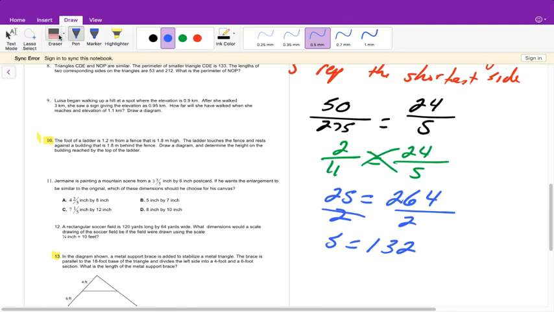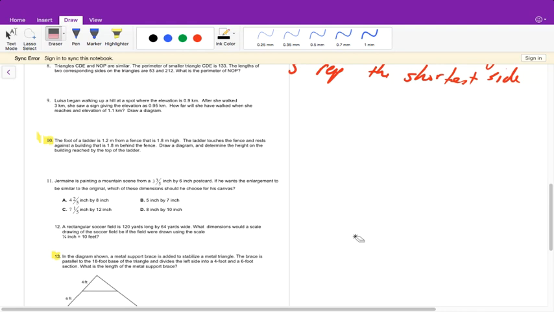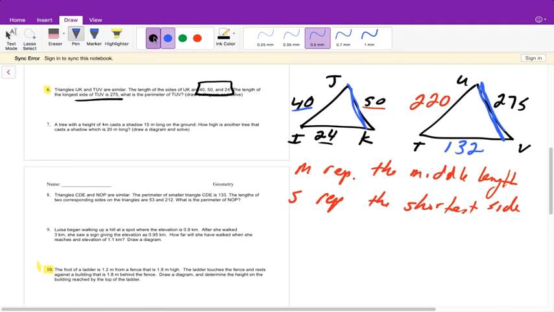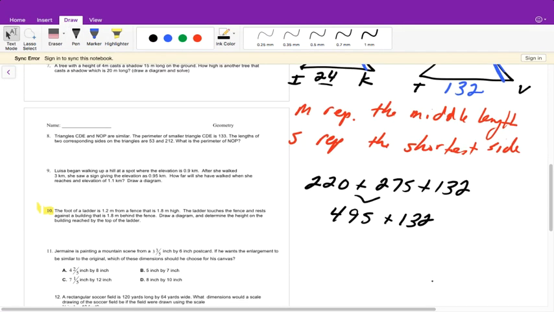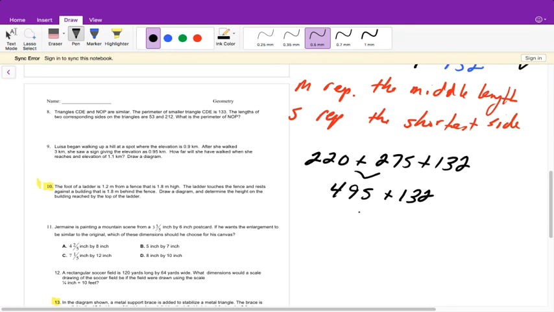Now we know all the sides of the triangle, so we're going to solve for the perimeter. We just need to add them all up. It will be 220 plus 275 plus 132. This gives me 495 plus 132, which gives me 627. So 627 units is the perimeter of triangle TUV. All right, let's move on to the next question now.